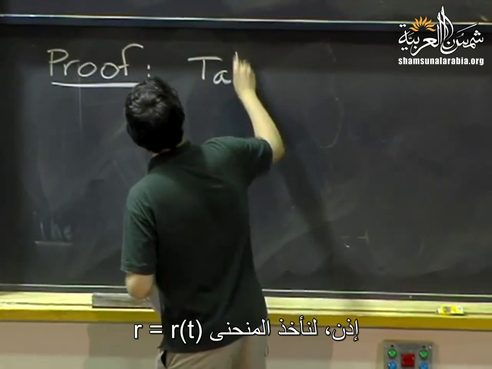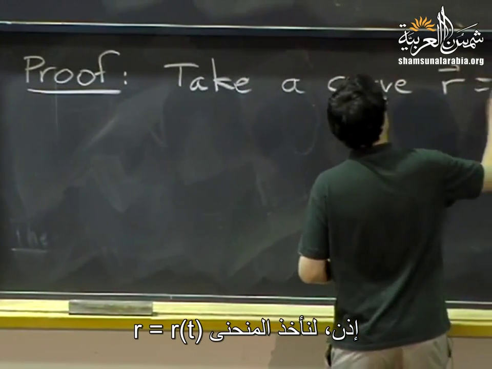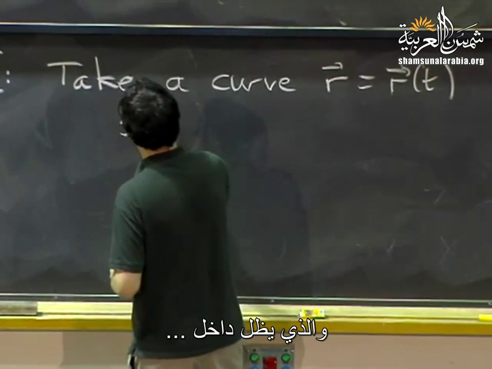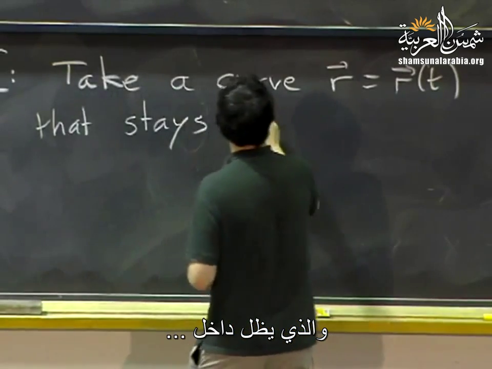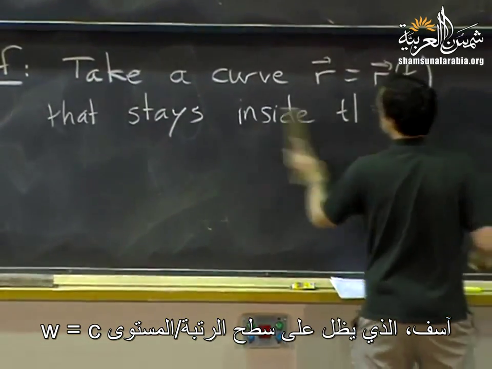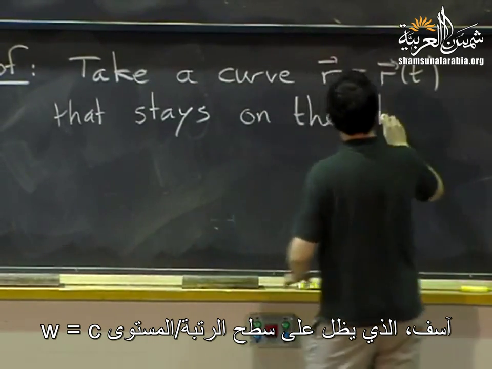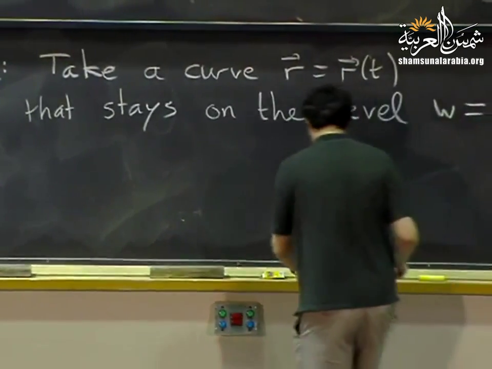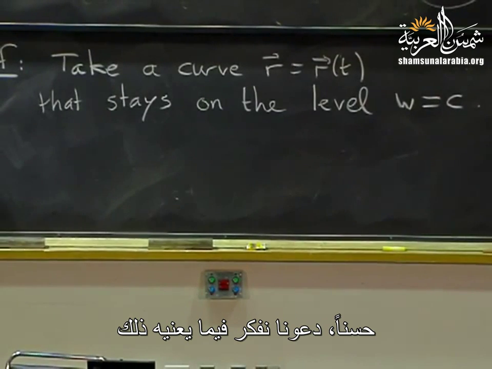So let's take a curve, r equals r of t, that stays inside, well, maybe I should say on the level surface W equals c. Okay. So let's think about what that means.